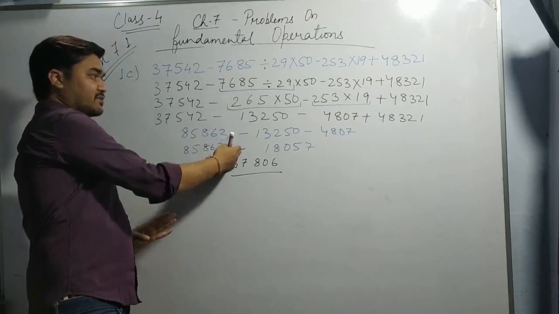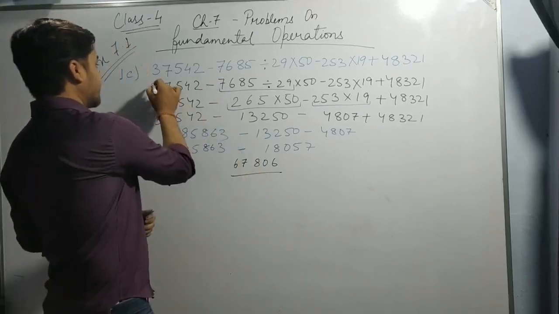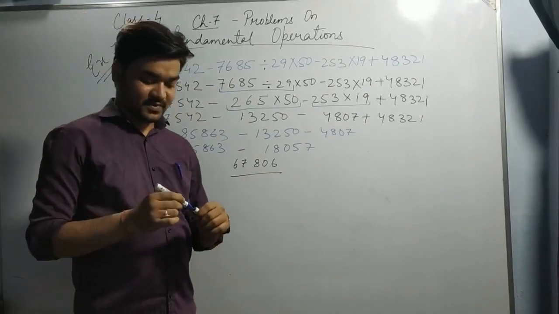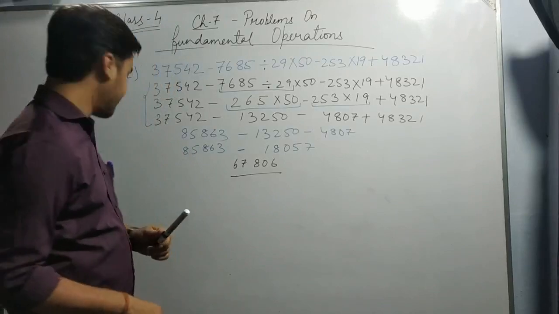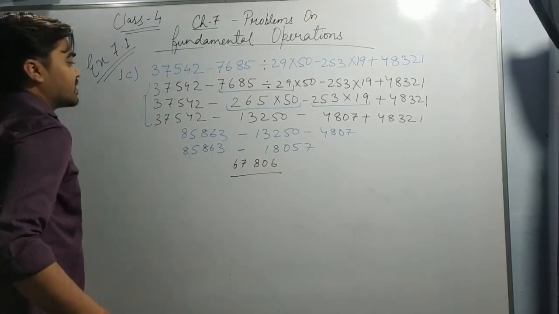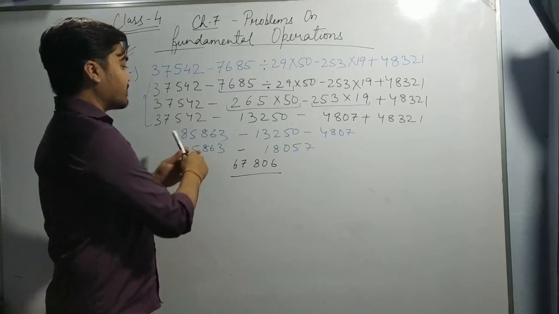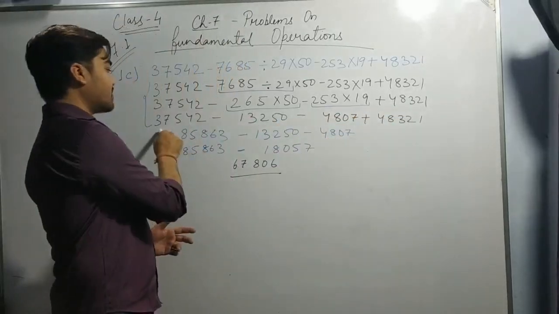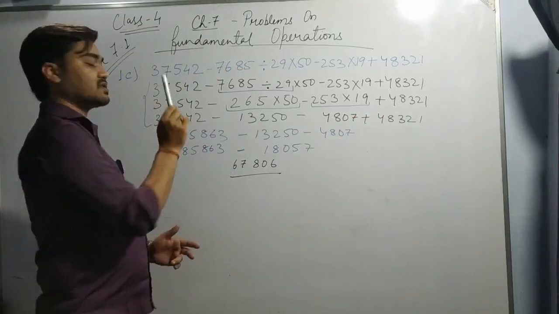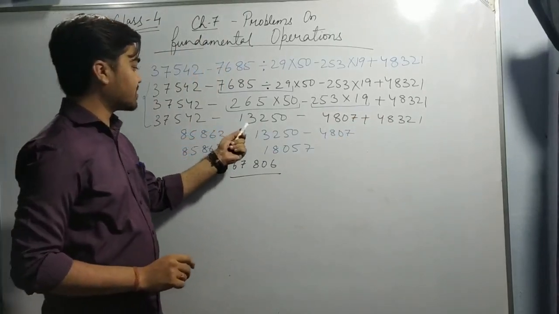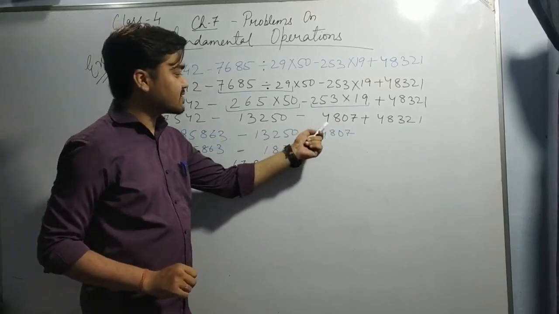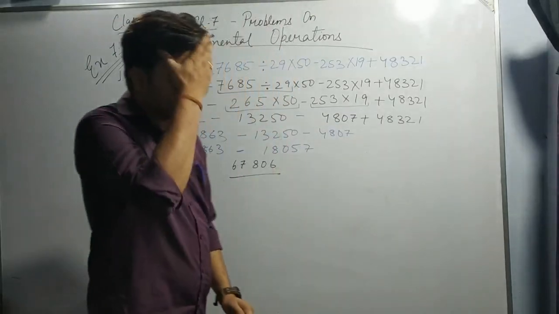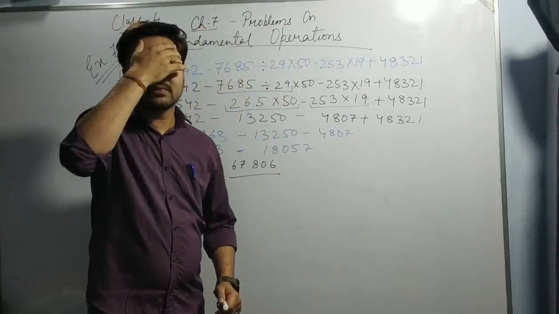You can see I have written with a different color pen. My purpose for writing with black was, this was type 1. In the same question we are following two types. Up to here when we have solved, we have got 37,542 minus 13,250 minus 4,807 plus 48,321. Now you can see more than 3 numbers are there.